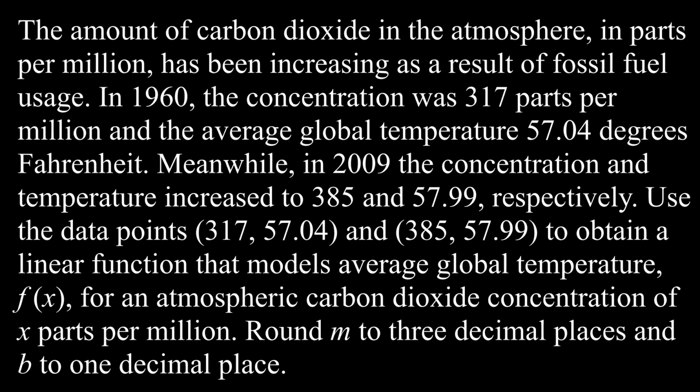In 1960, the concentration was 317 parts per million, and the average global temperature was 57.04 degrees Fahrenheit. Meanwhile, in 2009, the concentration and temperature increased to 385 and 57.99 respectively. Use the data points (317, 57.04) and (385, 57.99) to obtain a linear function that models average global temperature, f of x, for an atmospheric carbon dioxide concentration of x parts per million, rounding m to 3 decimal places and b to 1 decimal place as needed.